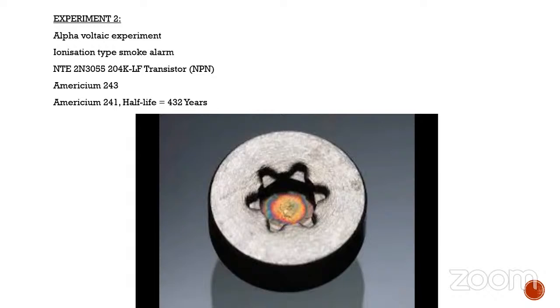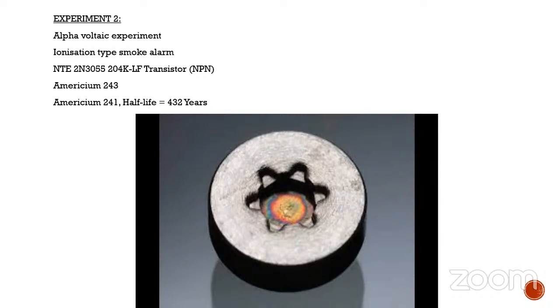432 years, and we will be using a 2N3055 transistor, which is the NPN configuration. So when we are using the transistor, we connect that transistor to a load or an output.